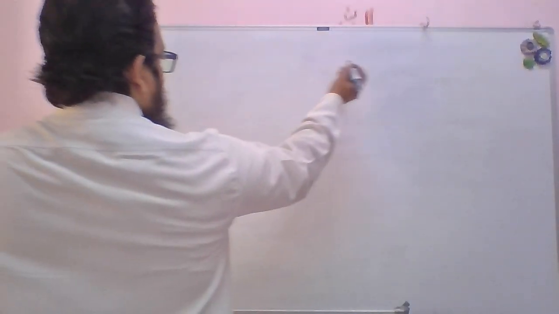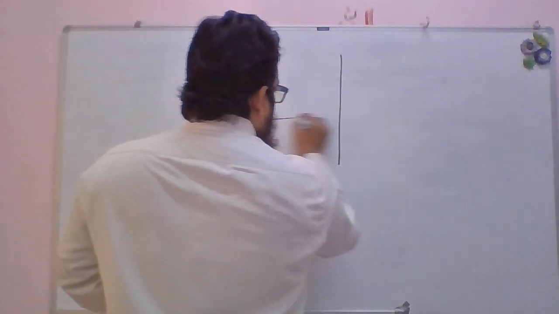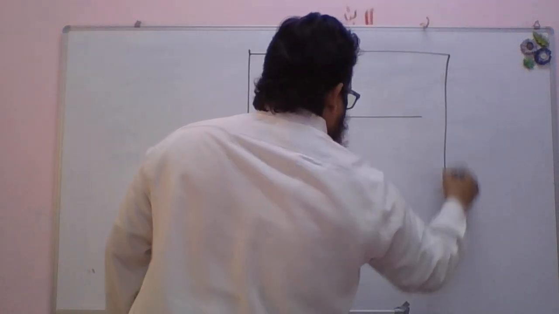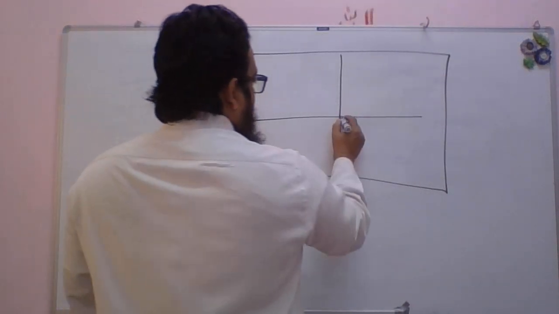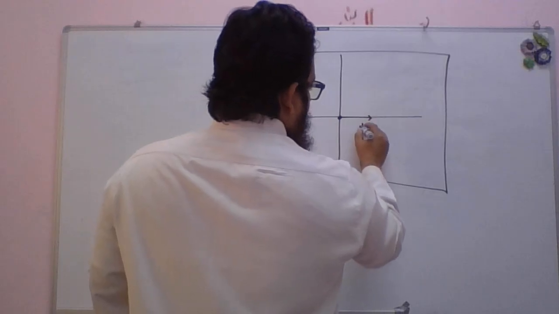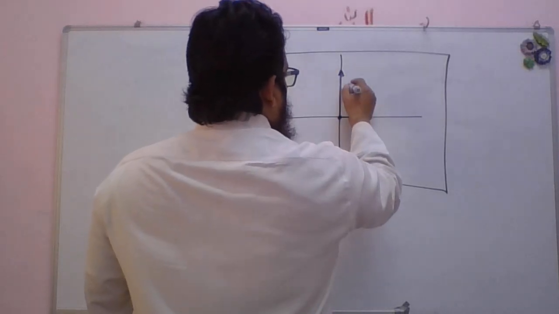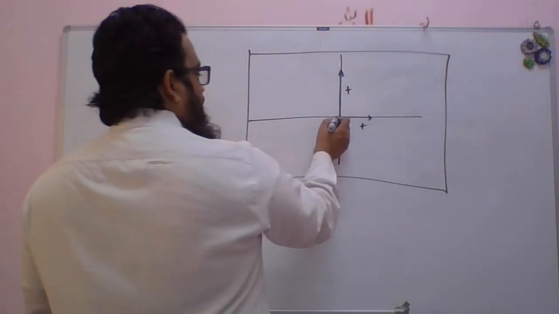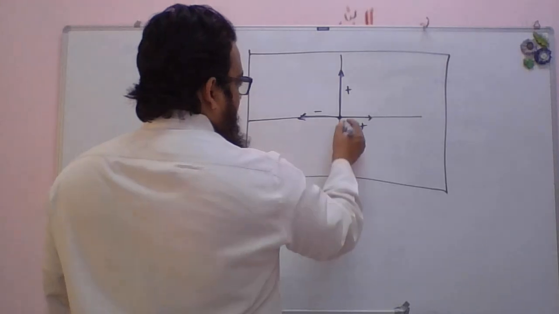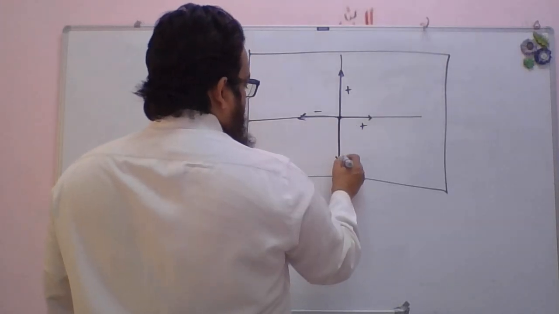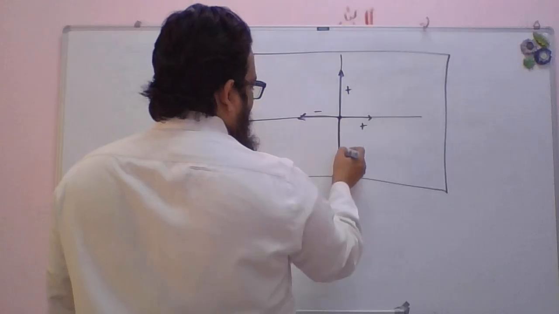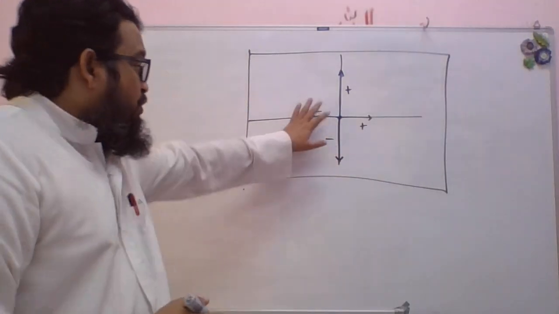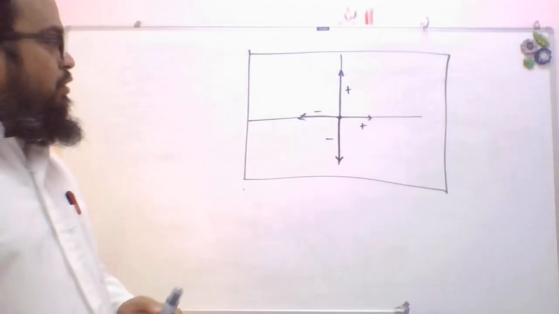Sir, in a Cartesian plane, whenever we take any Cartesian plane, we divide it with the x-axis and y-axis. To the right side of the origin we have positive, and in the same way to the upper side of the y-axis we have positive. But when we move to the left side of the x-axis, it will be negative, and in the same way down the y-axis we have negative. Is it right?